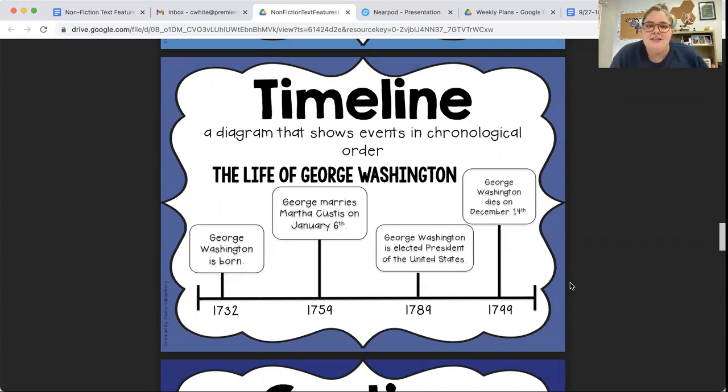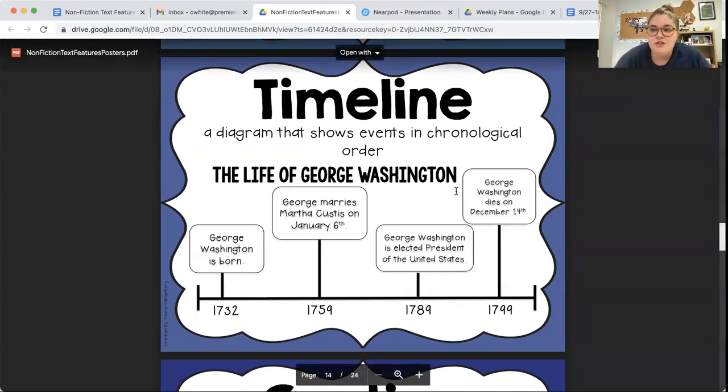So we can look at this timeline that's on the screen, and we can see that in 1732, George Washington was born. In 1759, George marries Martha Curtis on January 6th. In 1789, George Washington is elected president of the United States. And in 1799, he dies on December 14th. So this timeline is a really good source of information to show us how in nonfiction texts things happen and the order that they happen in.